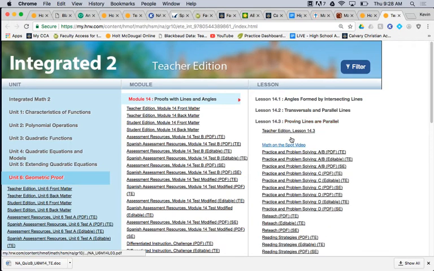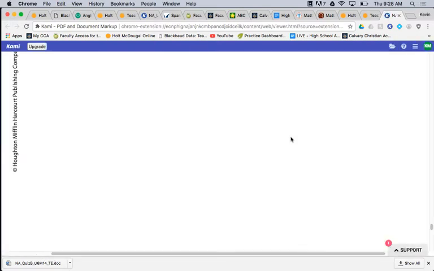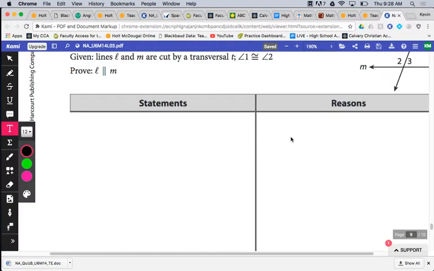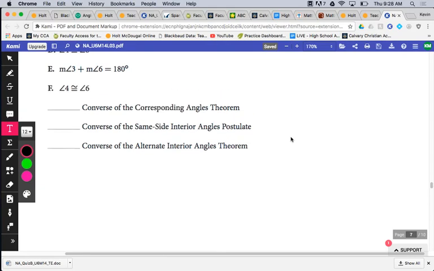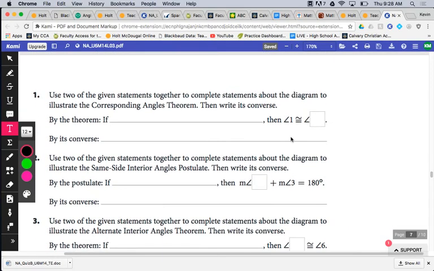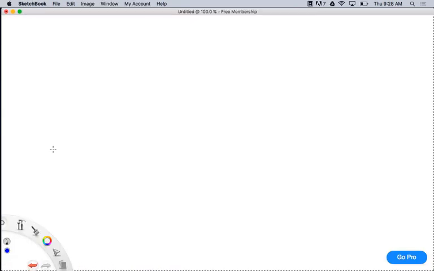All right. Proving lines are parallel. Lesson 14.3. Lesson 14.2 showed us that if two lines are parallel, then corresponding angles and so on are congruent. But proving lines parallel says if you know the angles are congruent, then that proves the lines are parallel. So the best example of that is lesson 14.3, that's what we're on right now. 14.3 is proving lines parallel.